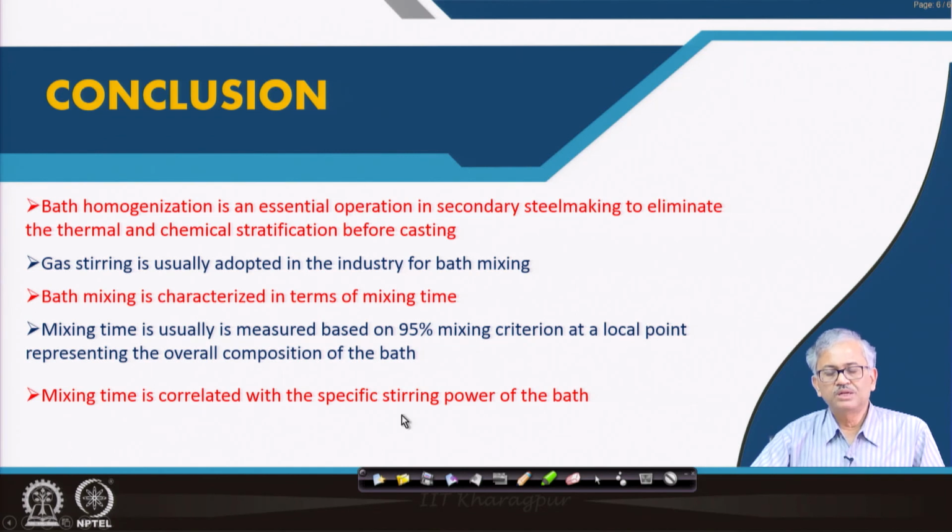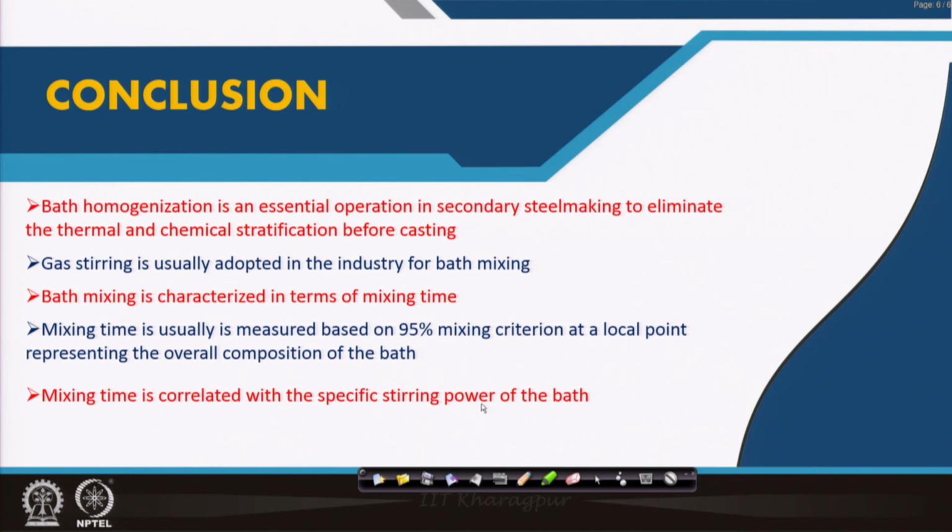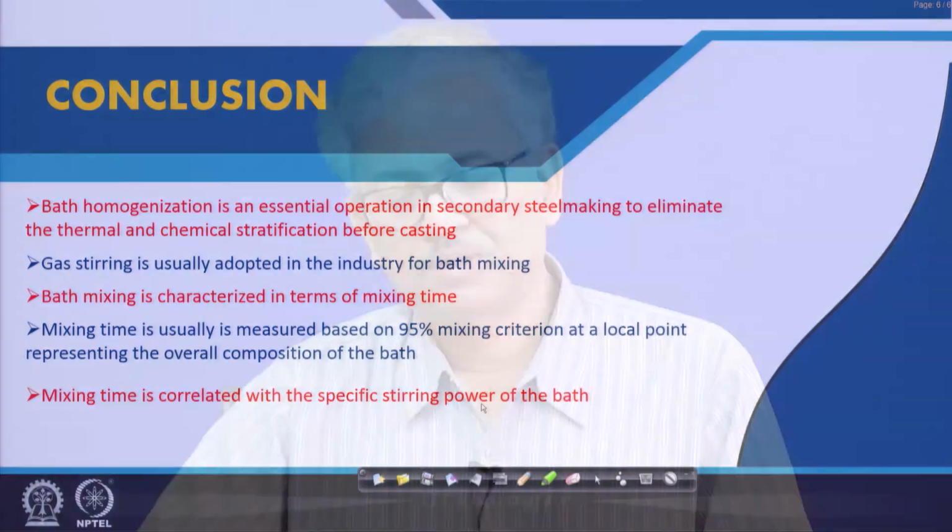So that gives the mixing time, which represents the extent of mixing in the bath. Mixing time is correlated with the specific stirring power of the bath, and also with the bath dimensions as well as operating parameters like gas flow rate. So this is all. Gas stirring is used basically to eliminate the thermal and chemical stratification in the bath, and that is very essential if you want to cast in a modern continuous caster, because a continuous caster cannot accept any kind of stratification, since it casts liquid with a certain superheat. Thank you very much.